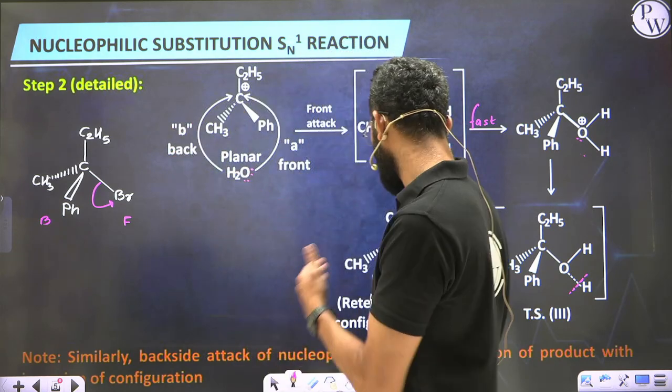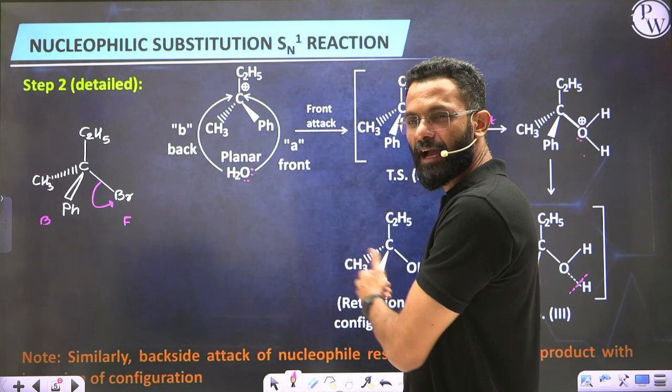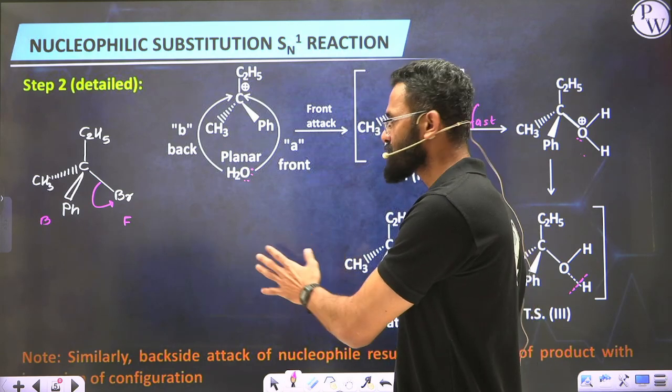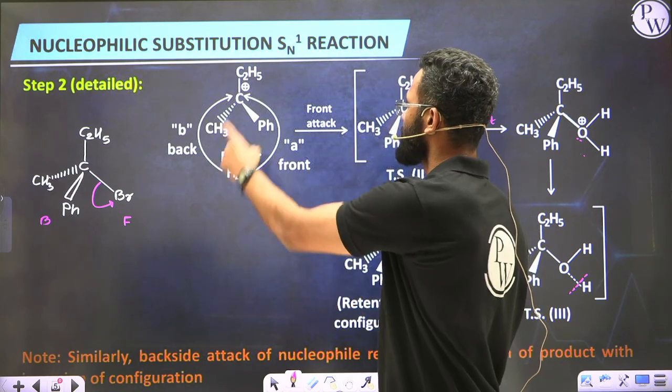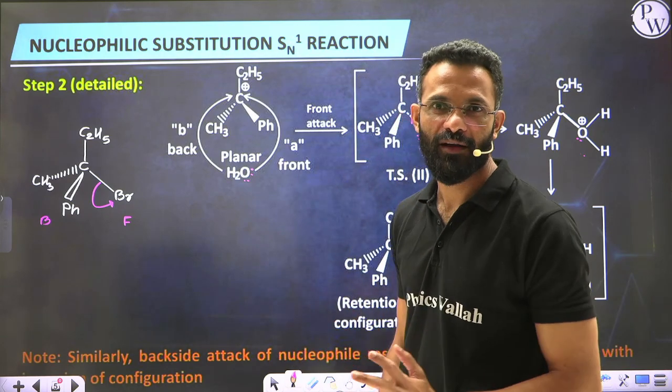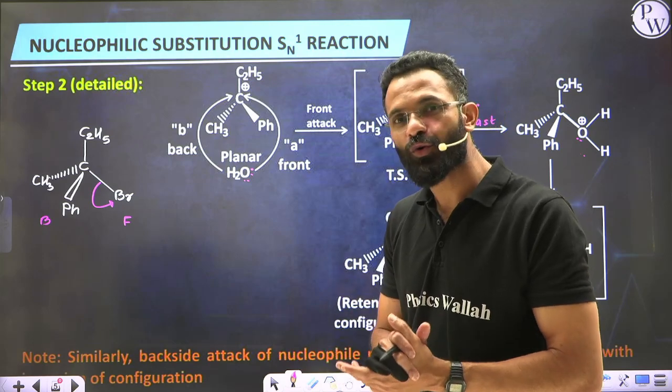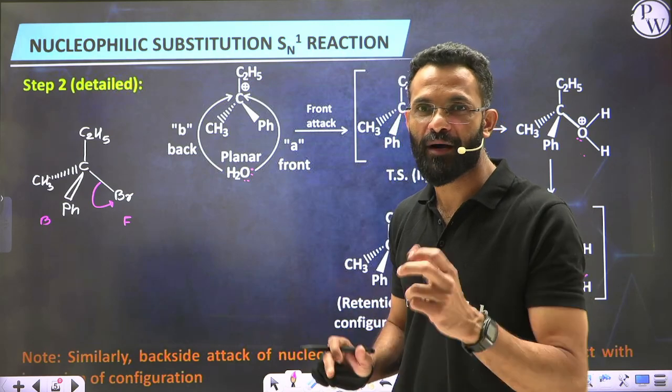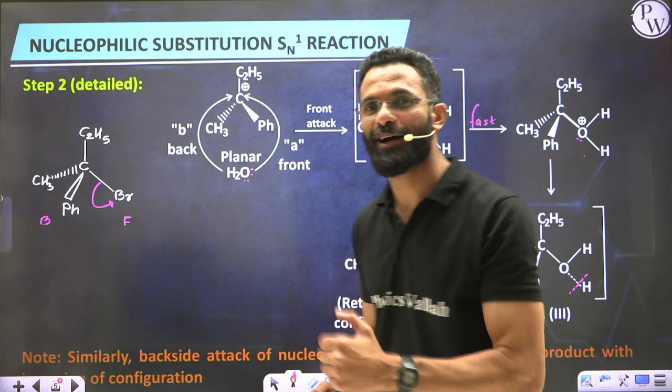Hence the product with retention of configuration and inversion, which we have not shown because it is going to be exactly similar to that, just that from opposite side. Those two products should be obtained in equal amount. However, in reality, we don't get complete racemization, we get partial racemization. And why it happens so?